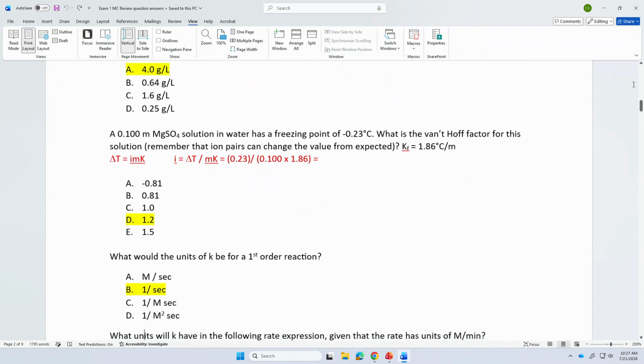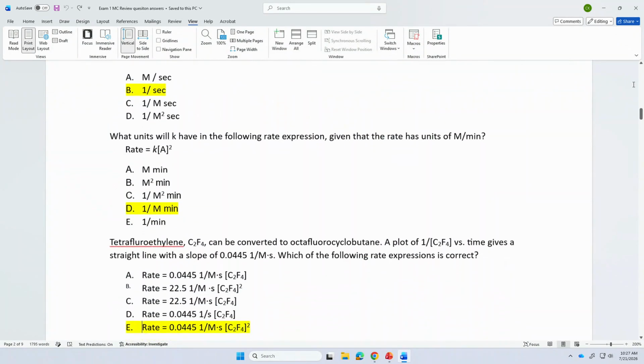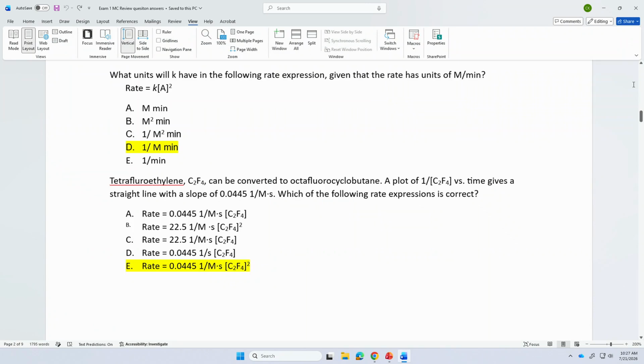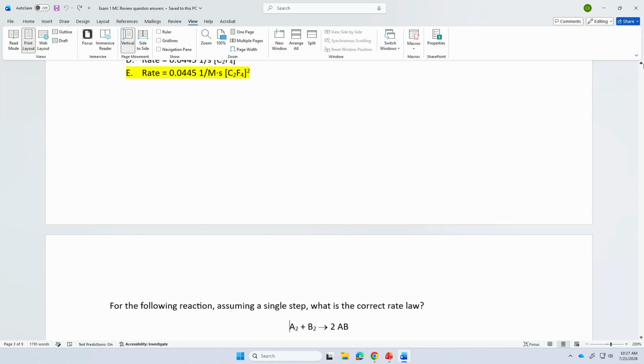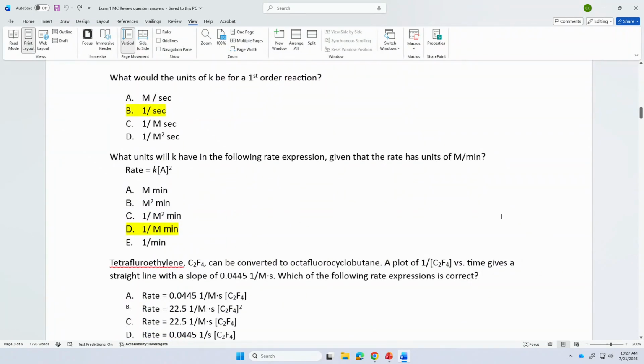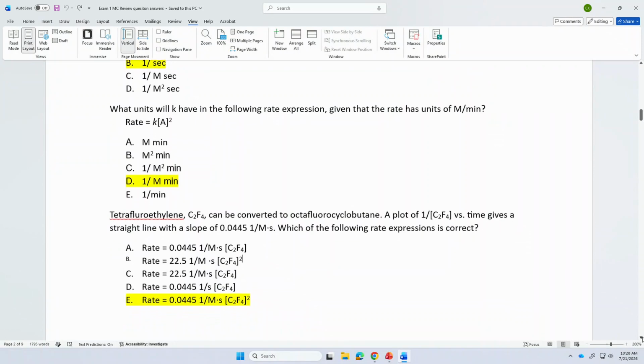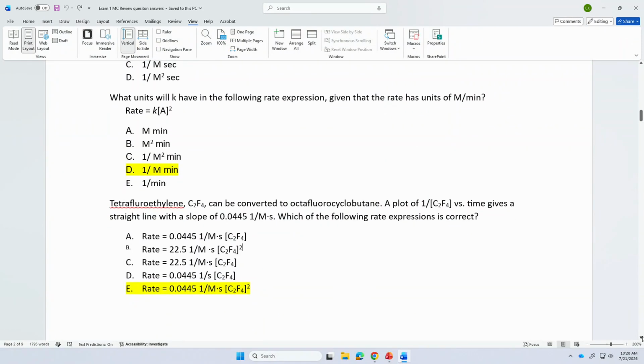Okay, units of K. For first order, for second order. Here's one where it says, if I have a plot versus time, which gives me a straight line of 0.0445, what is my rate expression? Well, the slope 0.0445 is my K value, but 1 over C2H4 indicates it's second order. So C2H4 squared.